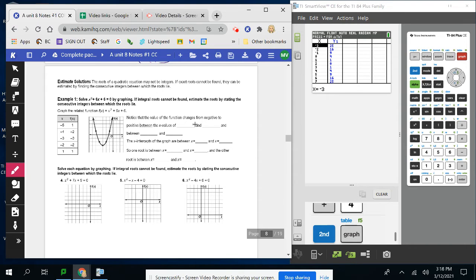So for example, when we want to solve x squared plus 6x plus 6 by graphing, the integral roots cannot be found. So what we do is we graph f of x equals x squared plus 6x plus 6. We made our table. We made sure we had our turning point. But notice nowhere in my table is it exactly 0. My roots are these 2 points right here.